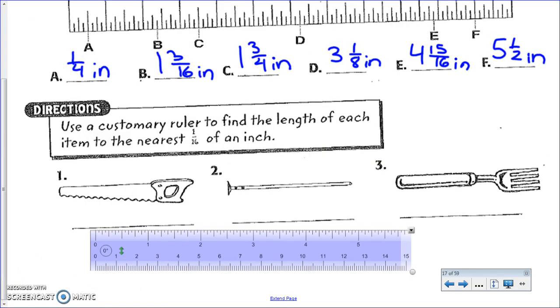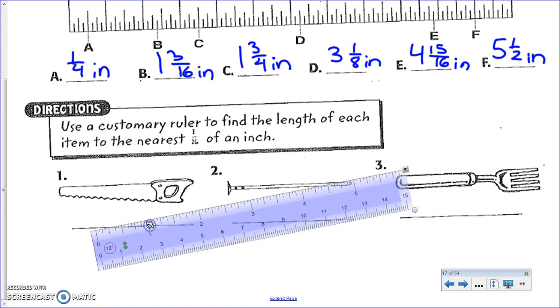For this next section, you're going to need your ruler at home, and you're going to use it to find the length of each item to the nearest 1/16 of an inch. When using a ruler, it's really important first to check and see where the 0 is. On this ruler, it's not the end of the ruler. On some rulers, it is. You have to check where it is so you know where to start lining up.